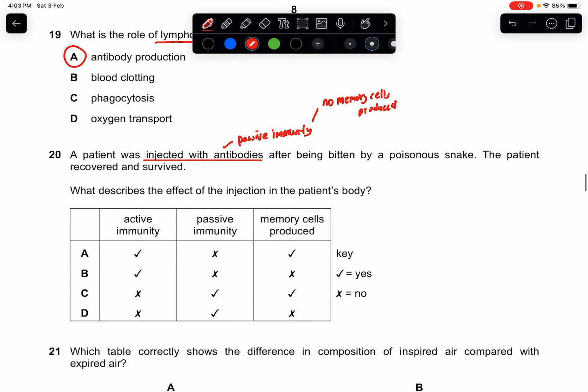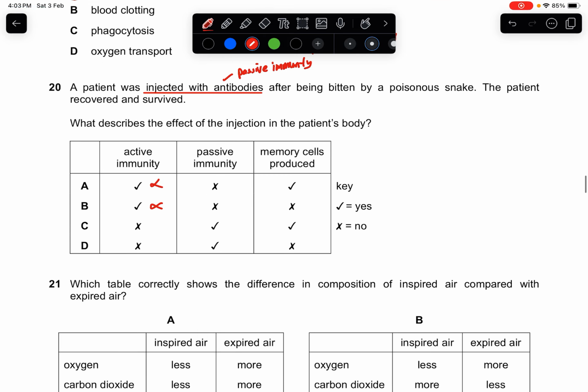So let's check the answer. Let's cross out all about active immunity and tick the ones that are correct. And then this is also out. This is correct. Memory cells produced, they don't produce memory cells. So this is out, correct. So the answer is D.